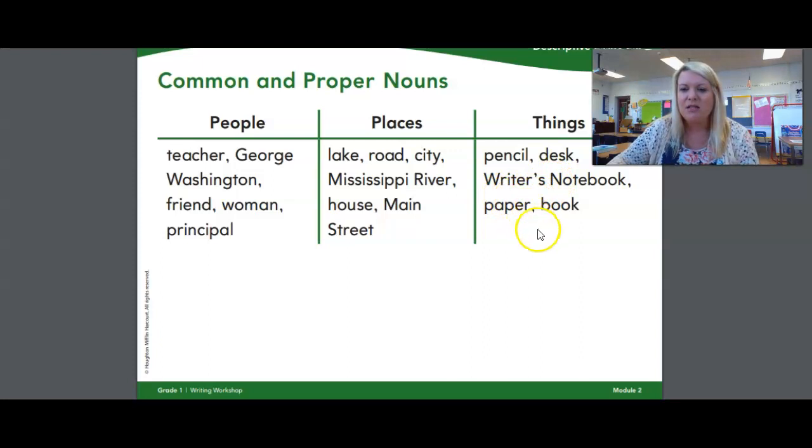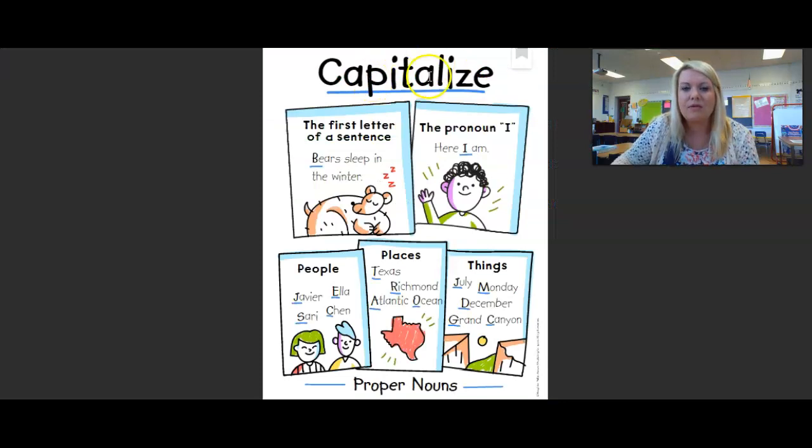So in your writing, you might have some proper nouns that need to be capitalized. You might not. Let's go over some capitalization rules. These are some things that you need to capitalize when you're writing. The first letter of a sentence. When you begin a sentence, it begins with a capital letter. That's how I start my chant. It starts with a capital letter. Always have a capital letter at the beginning of your sentence.